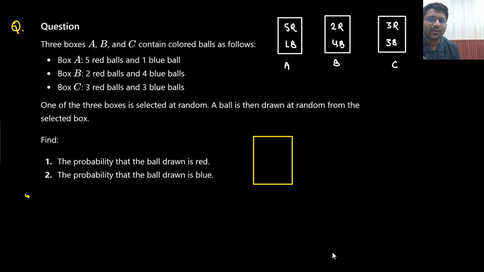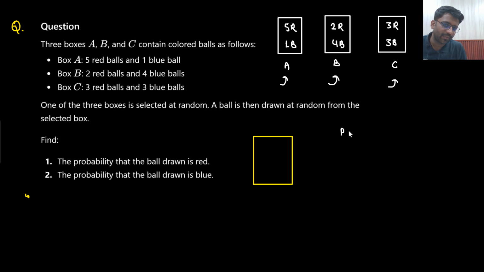You are selecting one of the boxes. It's not that from each box I am taking one ball. No, randomly you are selecting one of the boxes. Let's just say I selected box B. When I selected box B, what is the probability of getting a red ball? That will be 2 by 6. Let's just say I selected box C. From box C, what is the probability of getting a red ball? That is 1 by 2. Let's just say I selected box A. From box A, what is the probability of selecting the red ball? That is 5 by 6.